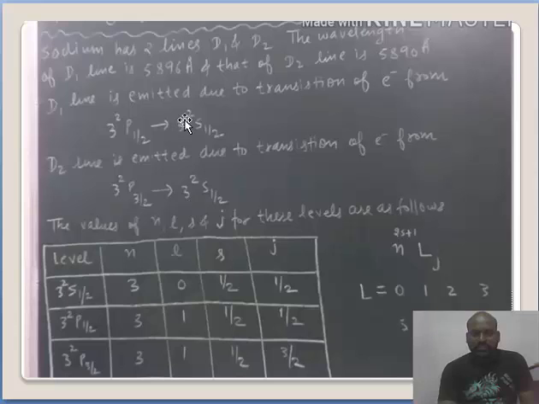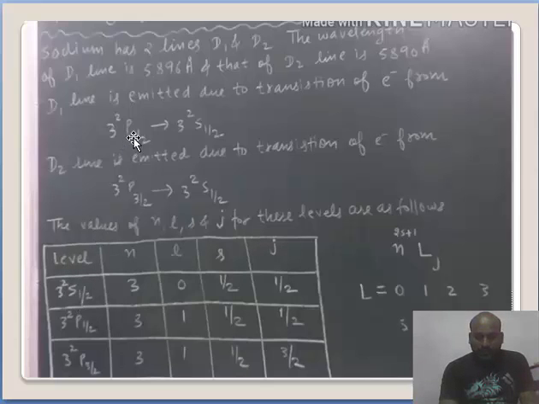Here also the transition is the same, initial 3 S half raised to 2, 3 S half raised to 2, but here also 3 P raised to 2, but in the subscript, that is the J value, here 1 by 2, here 3 by 2. And the values of N, L, S and J for these levels are as follows. For example, N is the principal quantum number, then the orbital quantum number, the spin quantum number, and the total quantum number J. So I will take a table for these levels.